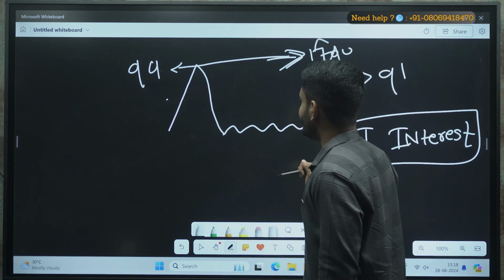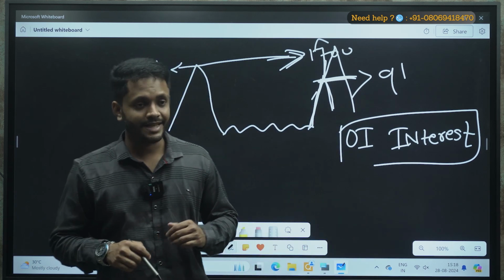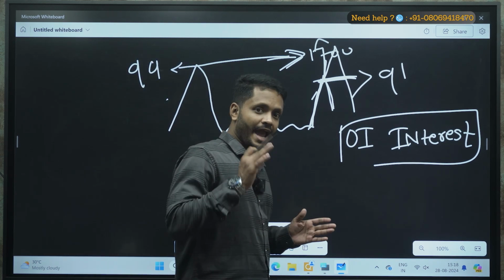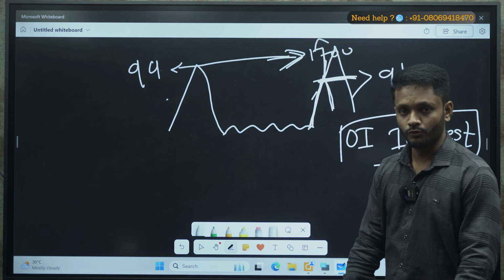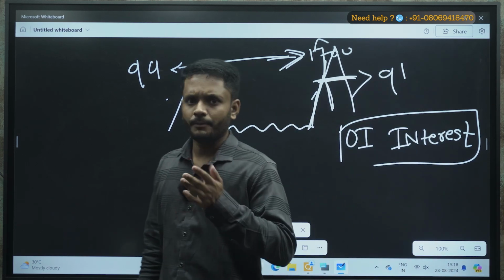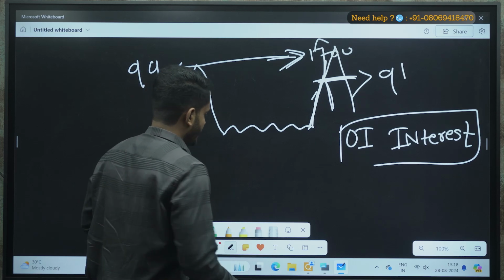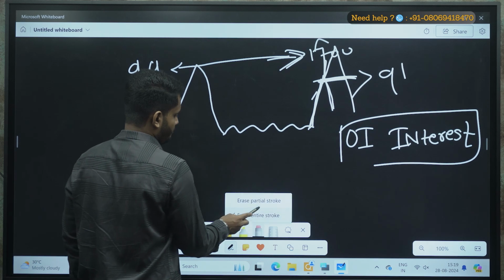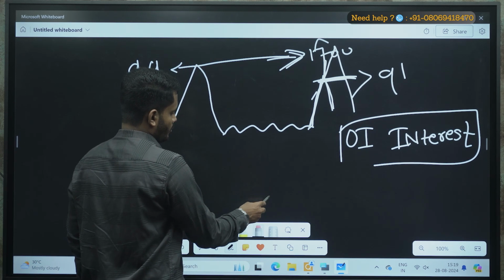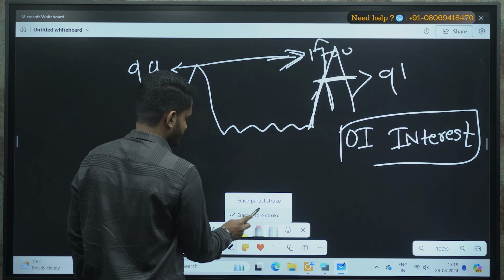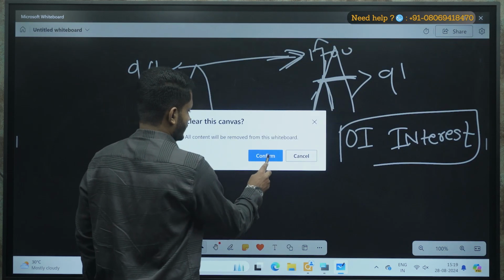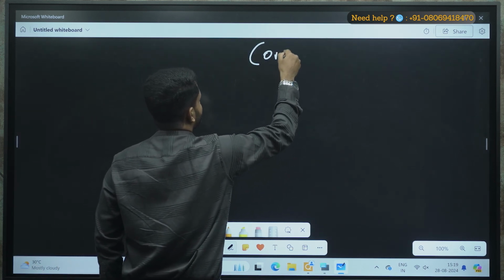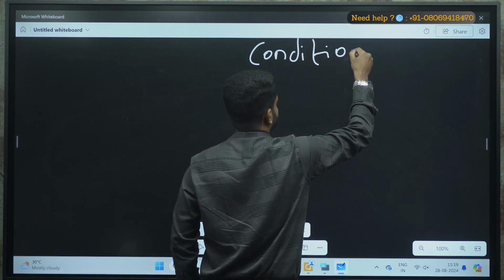So what we need is price percentile above 90 as well as OI percentile above 90. When price and OI both start moving, we can expect a decent breakout. So there are two conditions which I would like to write down, so it is important that you take a note of it. Give me a second. Okay, so let me explain the two conditions for trading price and OI percentile.